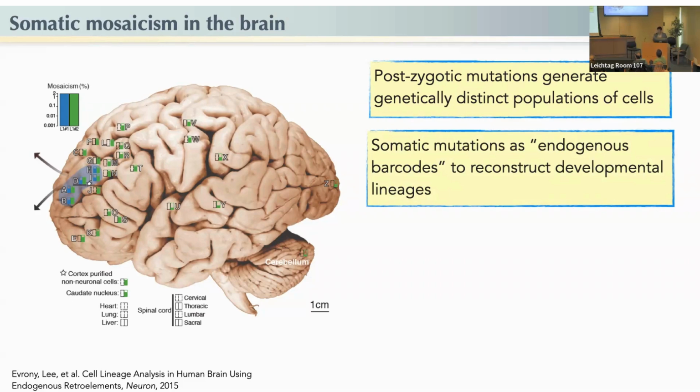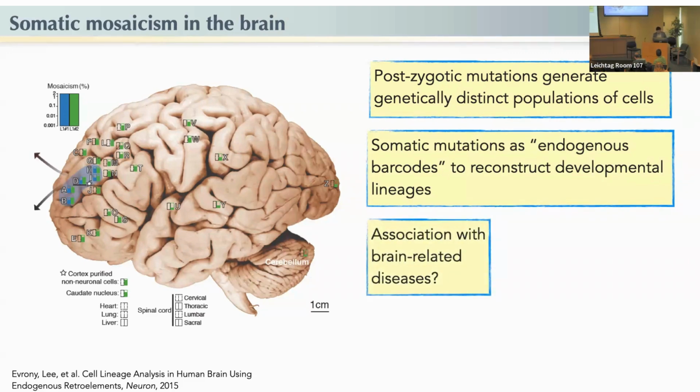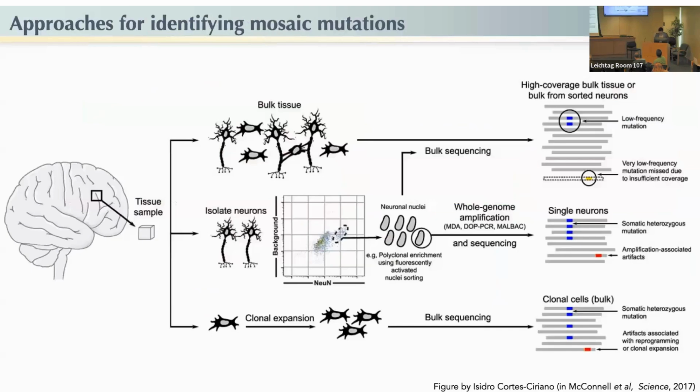There's a general interest in development: what tissues arise from what, cellular lineage and so on. And of course, there's a link to brain-related diseases that got us really interested. Now, there are multiple ways to study somatic mutations in the brain. This is from a review perspective paper.